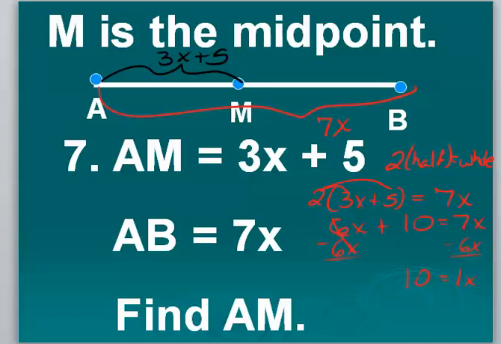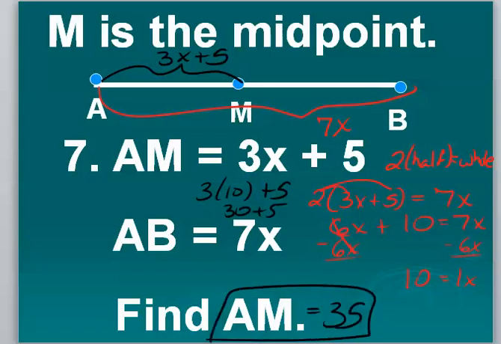X is 10. We need to find the length of AM, so I'm going to go back to AM and plug in that x is 10. 3 times 10 is 30, plus 5 gives me a length for AM of 35. I could plug the 10 back in for AB. It should be twice as long because it's the whole length. 7 times 10 is 70. That is twice as much as 35. That's just a way you can double check and make sure you have the correct answer.